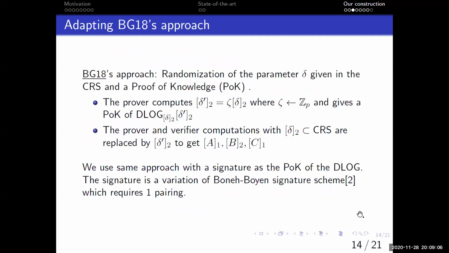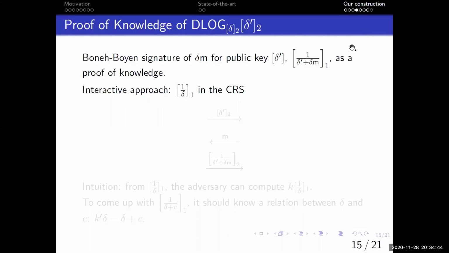We have a very similar idea. We randomize the delta with the z, and we give a proof of knowledge of it. The prover and verifier computations that in Groth-SNARK were with delta, now we replace by this delta prime. So it's the same approach, but our proof of knowledge is a signature that is a variation of one Evoyen signature that just requires one pairing. The proof of knowledge that we use in our first approach has this form.